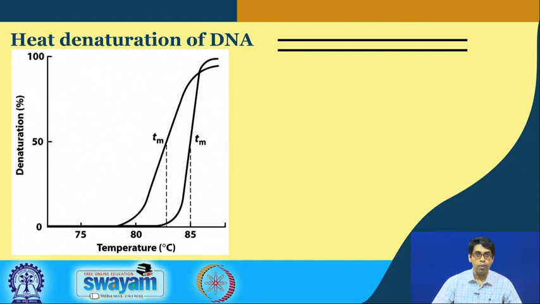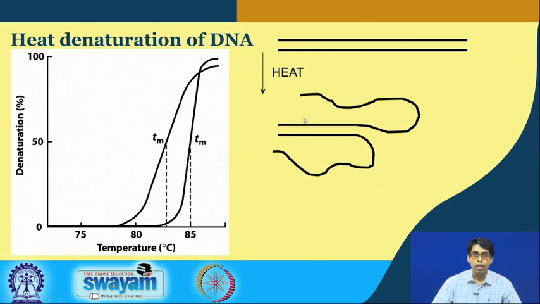So the two strands of DNA are represented here. These two lines are the two strands of DNA, which are held together by hydrogen bonds between the nitrogenous bases, which are on the inside. If I heat a solution of DNA, what will happen is these hydrogen bonds will start breaking. So the two strands will sort of peel away from each other.